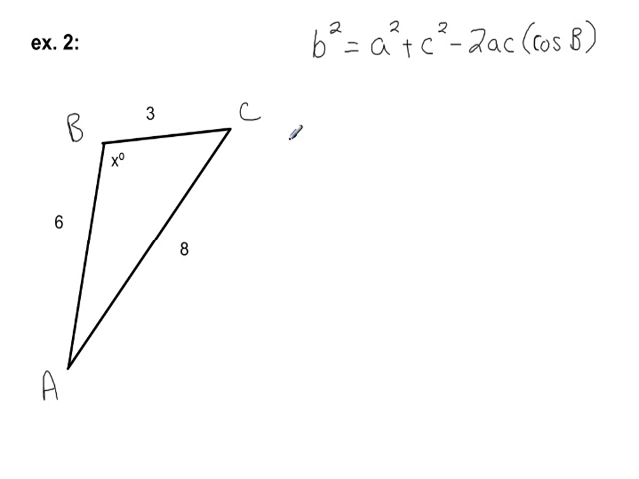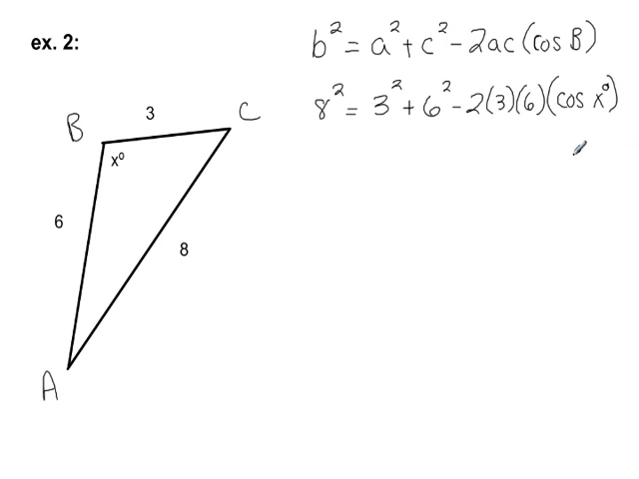So filling in the blanks, my B for B squared will be 8. Little a is going to be 3. C is 6. And again, A is 3. C is 6. And this time, cosine of B, angle B, will be cosine of x, since that is our unknown.